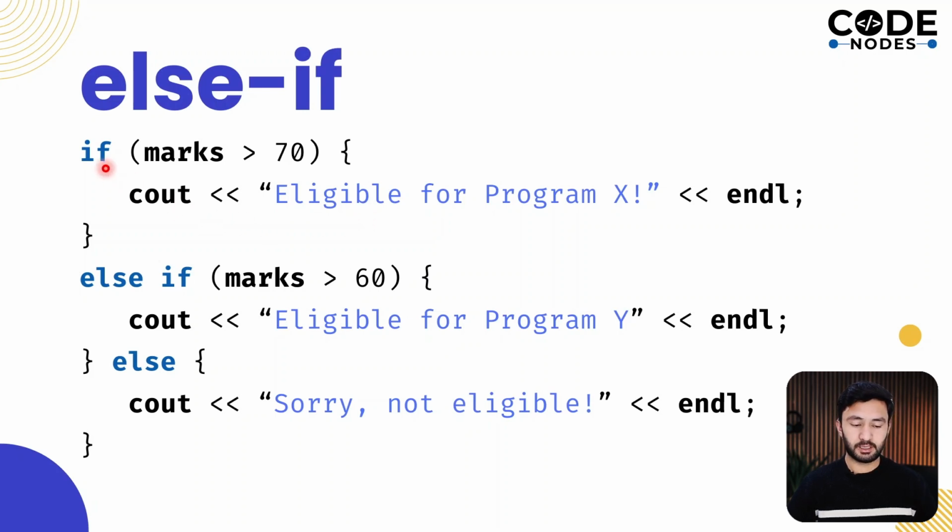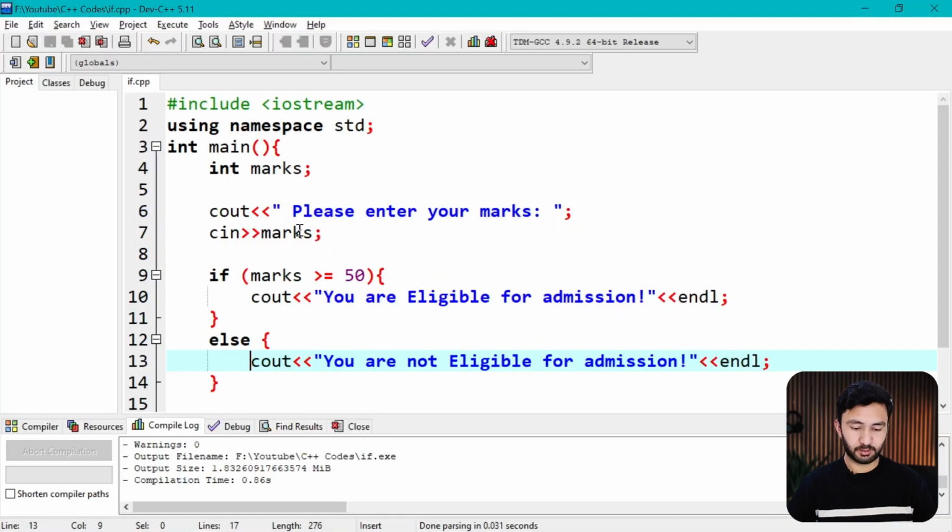So this is the general syntax of else if, where if one condition is met, then this part of the code will be executed. Else if there is another condition, if this condition is true, then this part of the code, and so on. So this is called an else if ladder, because it makes kind of a ladder in structure. So let me show you by writing an example.